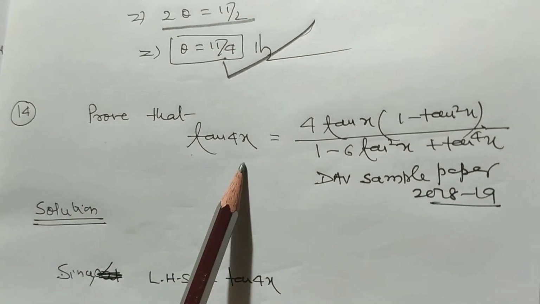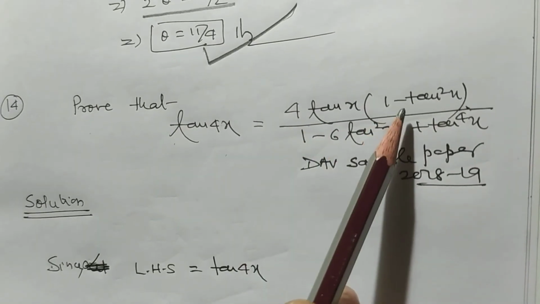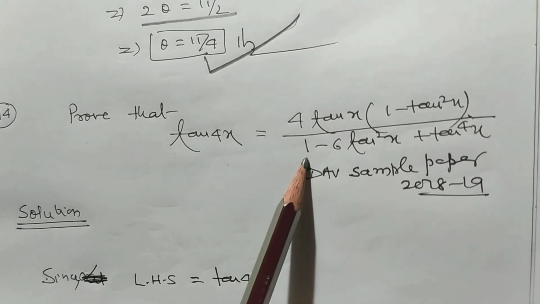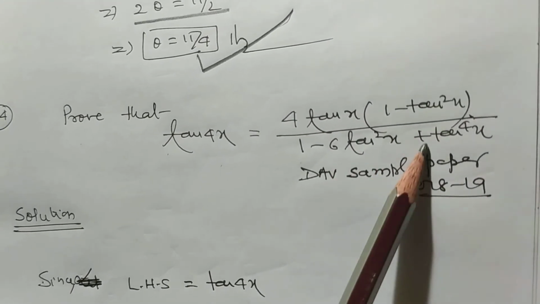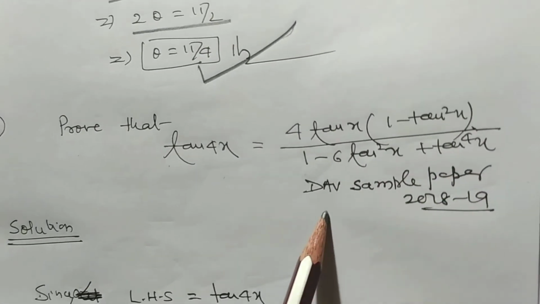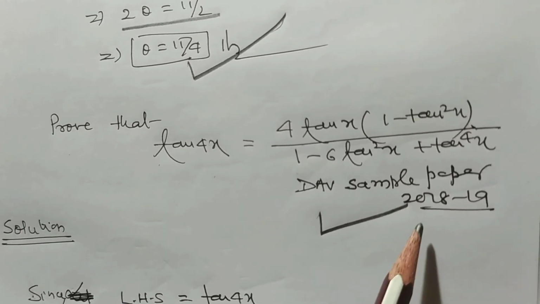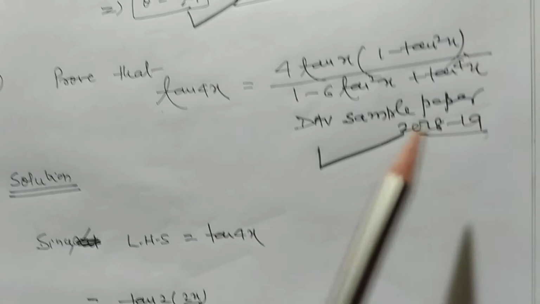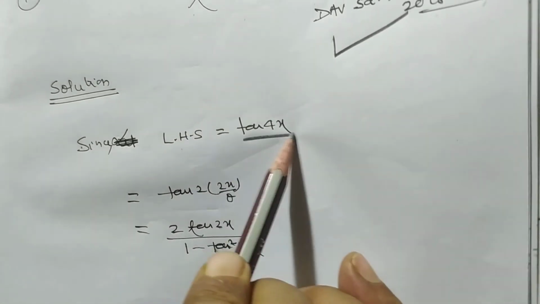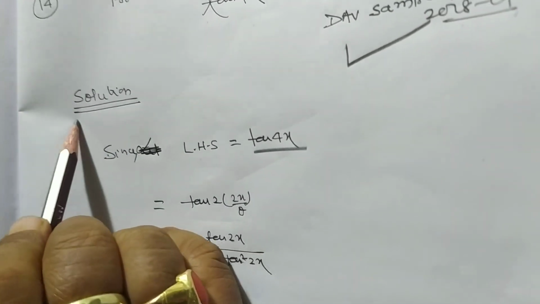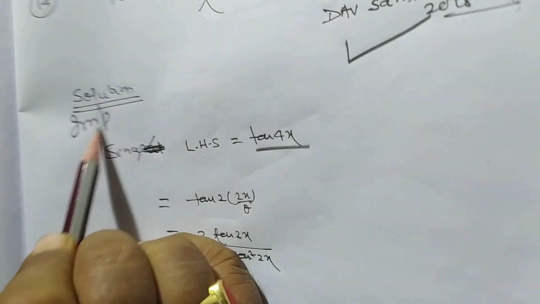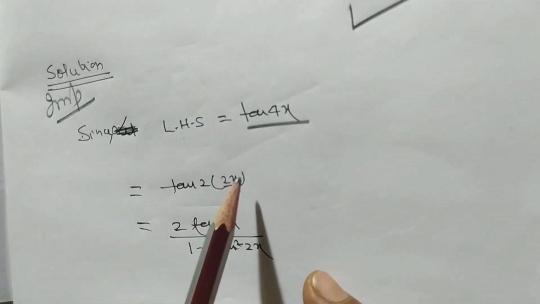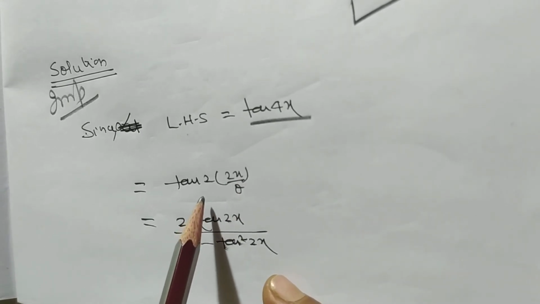Prove that tan 4x is equal to 4 tan x, and within the bracket 1 minus tan square x, divided by 1 minus 6 tan square x plus tan to the power 4 x. This problem is from CBSE sample, DAV sample paper, 2018 to 19. Now left hand side is equal to tan 4x. This problem is also very, very important for the purpose of examination. You must solve this problem. It is also in the NCERT book and other reference books.